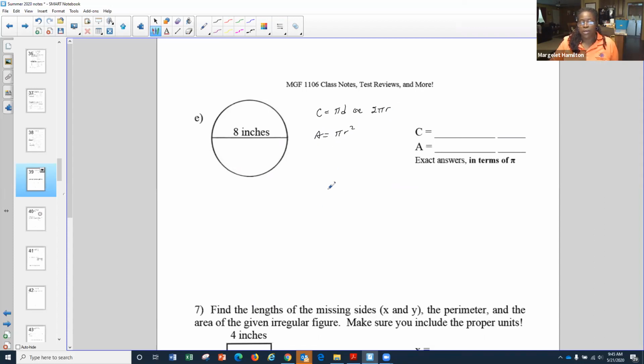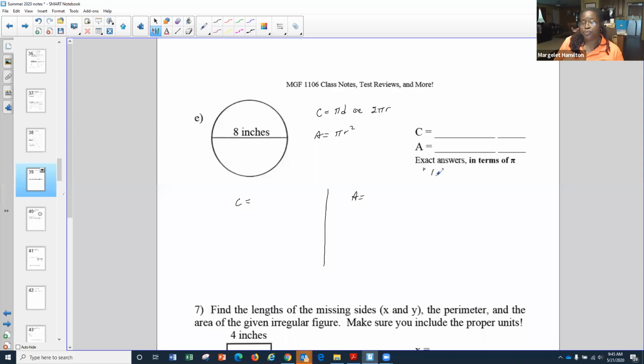Now, remember, you might have to find some pieces here first. So this is our C and our A. Now watch how they want us to write our answer. You see it says exact answers in terms of pi. This is just like our exact answer with our radical. When we want exact answer, that means leave that radical alone. Well, here it means the same thing. Exact answer in terms of pi means leave that pi sign alone. So it means the same thing.